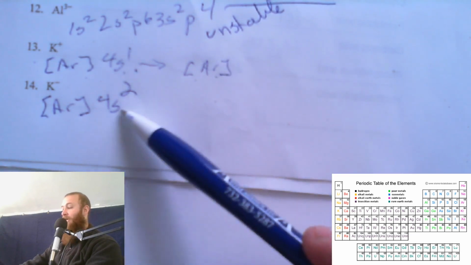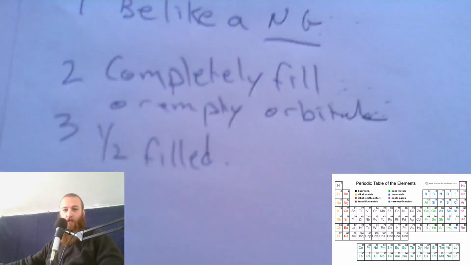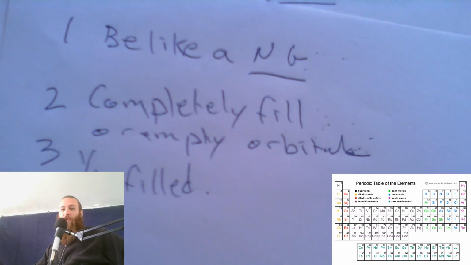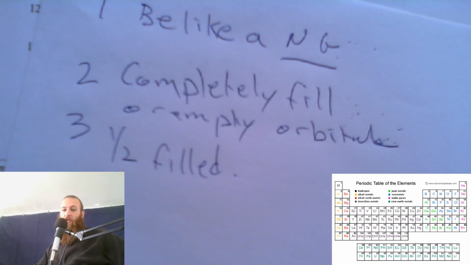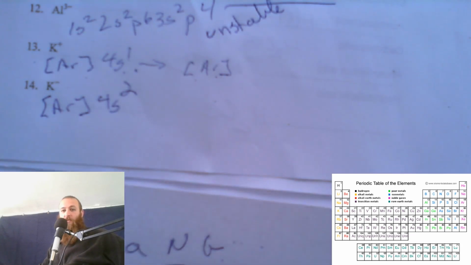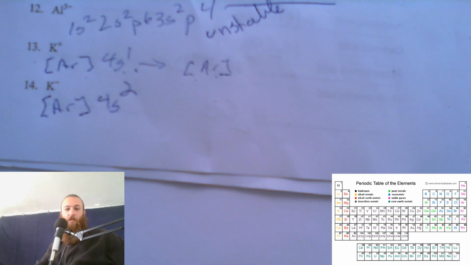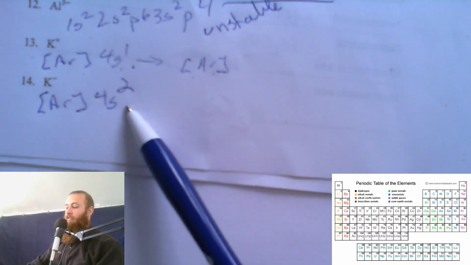This one's stable because it's like a noble gas, and this one's stable because it's completely filled. Now, if I were to rank these two, I would have to refer to those 3 rules that we keep talking about. Be like a noble gas is your first choice. Completely fill or empty is your second. Half is your third. Well, the first one is like a noble gas, so that automatically is more stable. The second one is filled. That's your second choice. So this is not as stable, but it is considered stable.